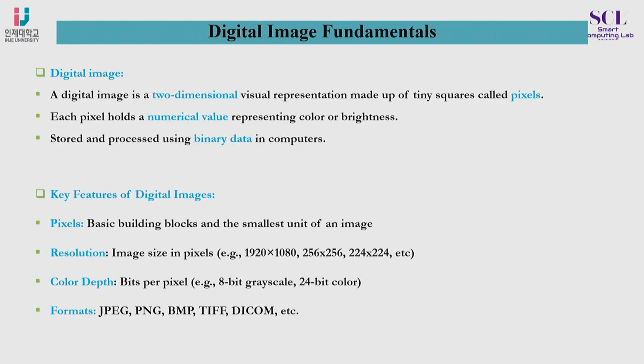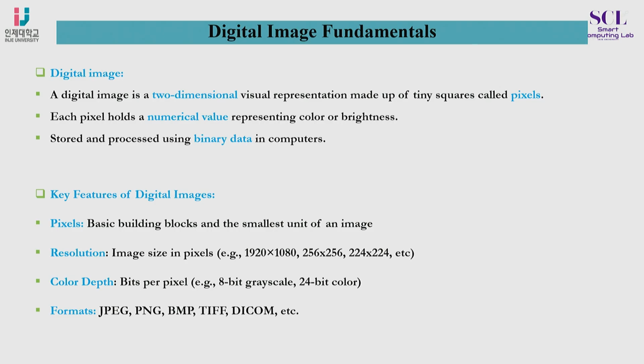So, digital image fundamentals. An image is a two-dimensional visual representation made up of tiny squares called pixels. This is an image, for example, and these are the pixels. Pixels are the building blocks of an image. These are different pixels, and they have values, for example 0, maybe 1 to 6, depending upon the type of image.